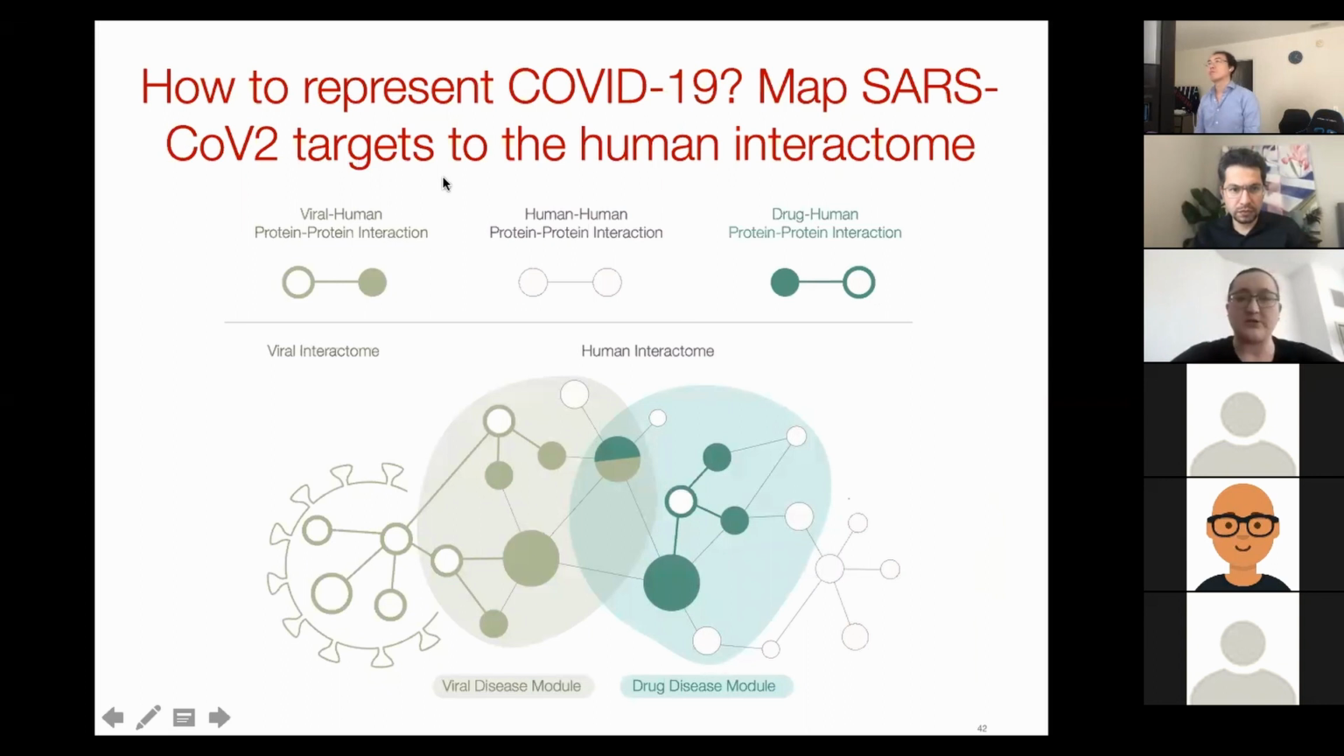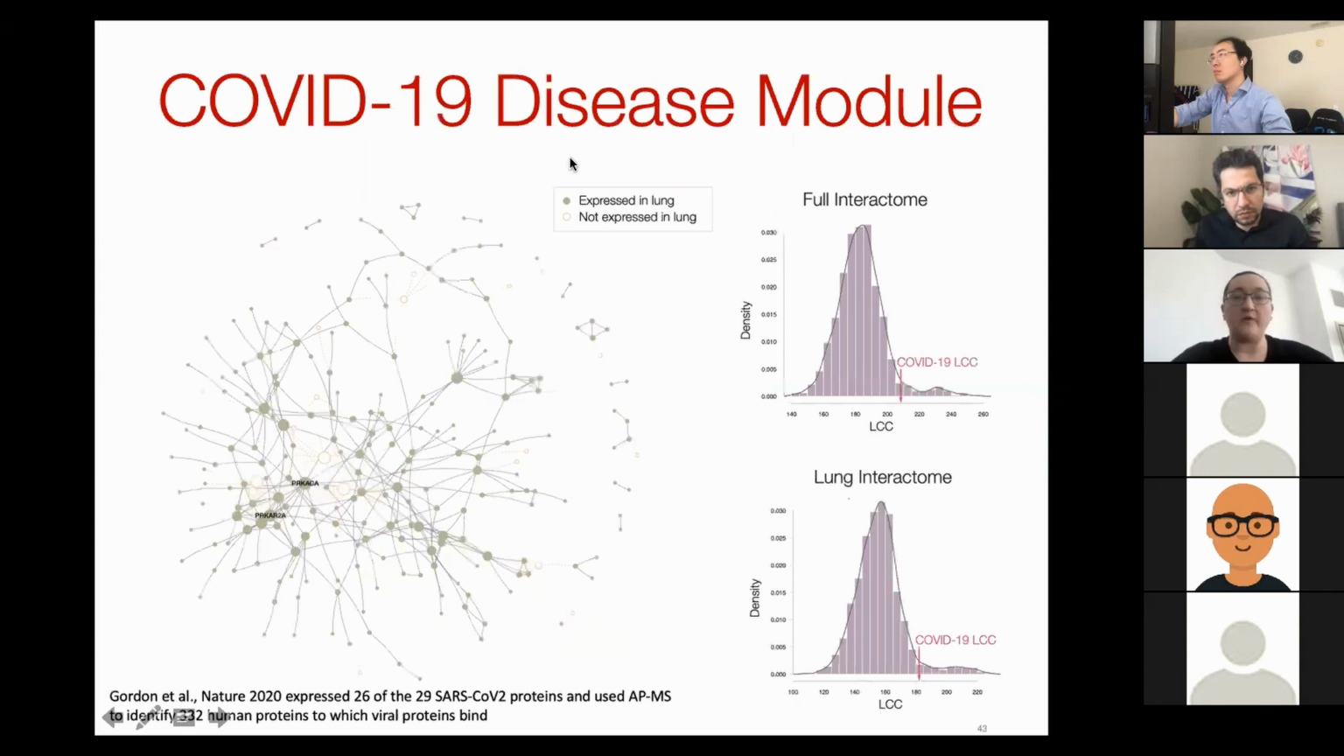The first question we asked was, well, great, how can we even represent COVID-19? Back in March, the idea was to map SARS-CoV-2 targets to the human interactome. So take the viral proteins, identify the host proteins, and then map those host proteins to the human interactome to identify something that we call the COVID-19 disease module. Here in the slide, I'm showing the subgraph of the human protein interaction network that is identified by the human proteins targeted by viral proteins.